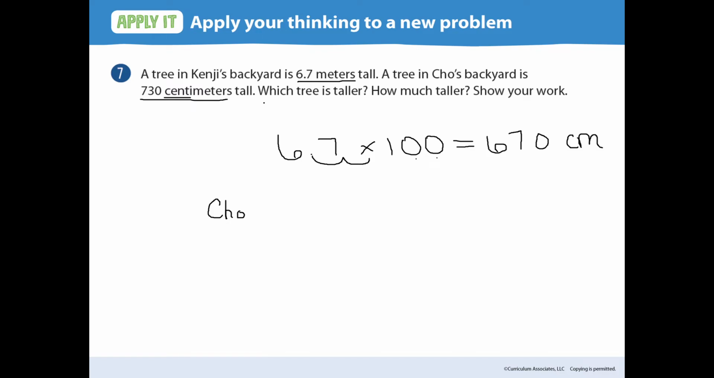And how much taller is the tree? We can subtract 730 minus 670. 60 centimeters taller. Now, as an extra challenge, if you can convert the other way, if you can convert the centimeters to meters for extra practice, that would be excellent.